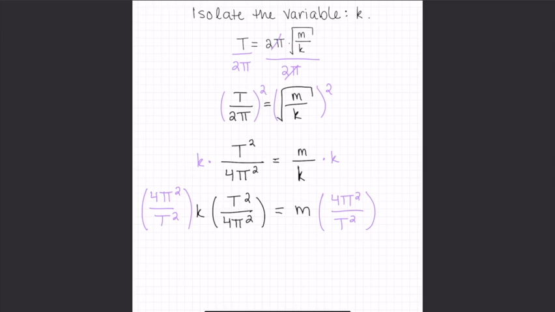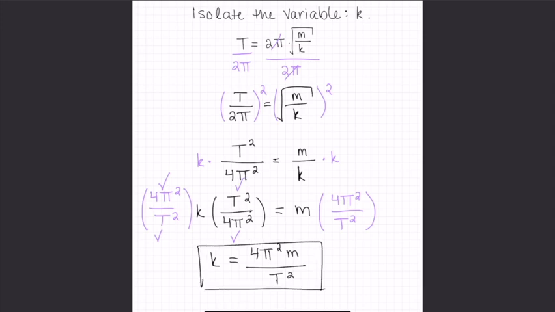So then basically you can see that 4 pi squared will cancel that one, this t squared will cancel that one, so we'll be left with, and then we can simplify, k equals, I'm going to put the 4 pi squared out front, times m over that t squared. And then that would be your final answer there.